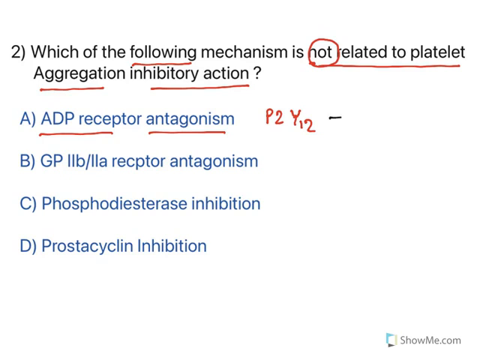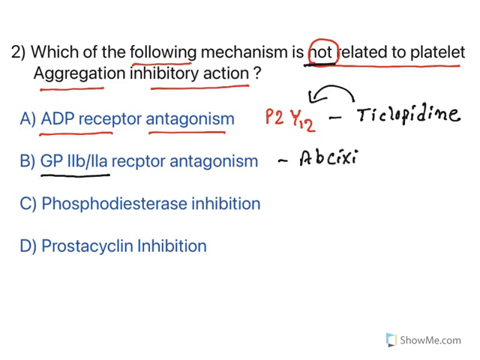Examples for this class of drugs are ticlopidine, clopidogrel, and prasugrel. All of them act by inhibiting these receptors. If they are inhibited, platelet aggregation is inhibited. But the question is about not related to platelet aggregation, so this is not the answer. Moving on to the next one, glycoprotein 2B3A receptor antagonism. These are also very powerful drugs like abciximab. These drugs will also cause platelet aggregation inhibition. So, this is not the answer.